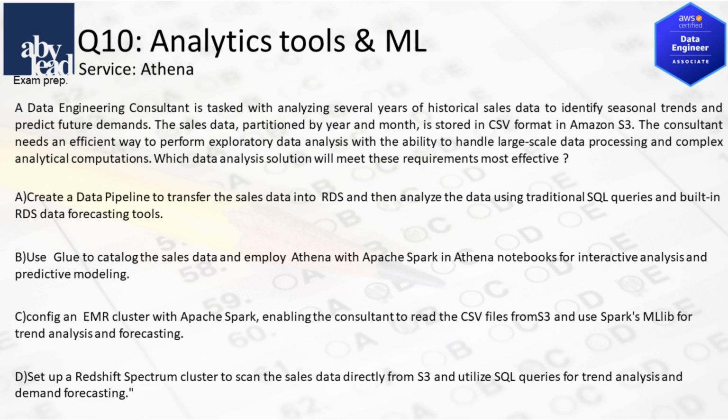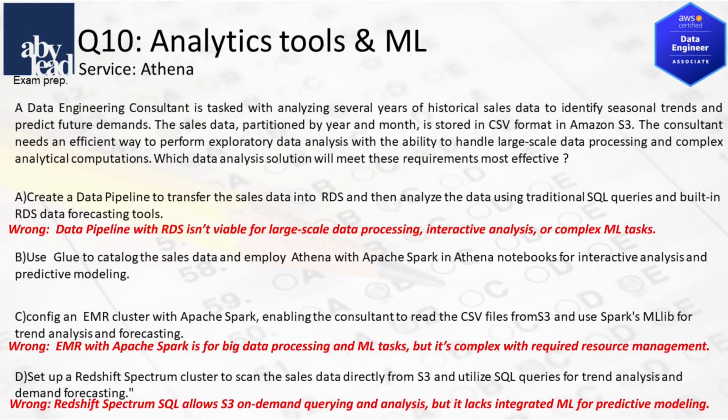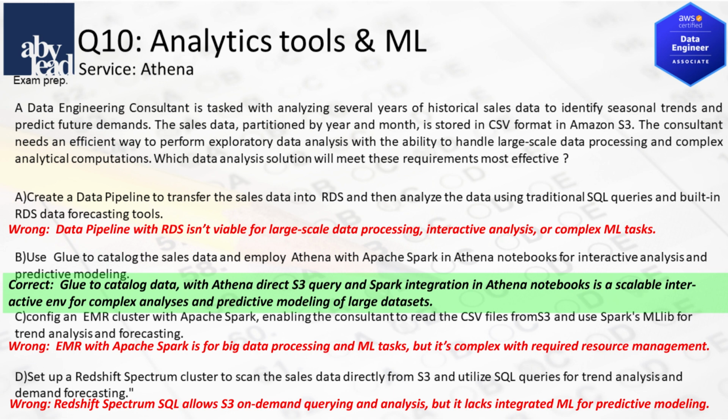Question 10. Large partitioned CSV dataset history in S3 can be effectively analyzed for forecasting. But data pipeline with RDS isn't viable for such demanding processing, and EMR with Apache Spark for big data is too complex. Also, Redshift Spectrum SQL lacks integrated ML for predictive modeling. You better use Glue Catalog with Athena's S3 direct query and Spark integration in Athena notebooks as a scalable solution.